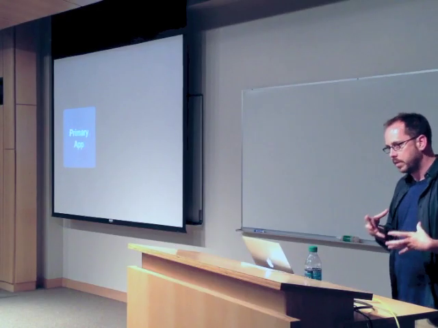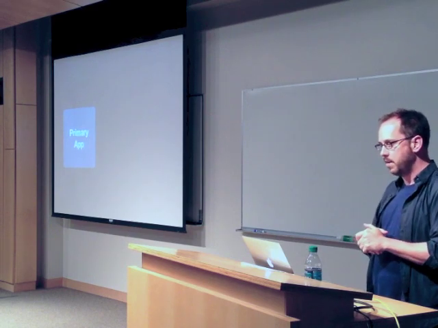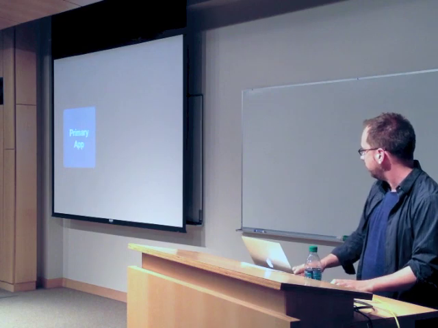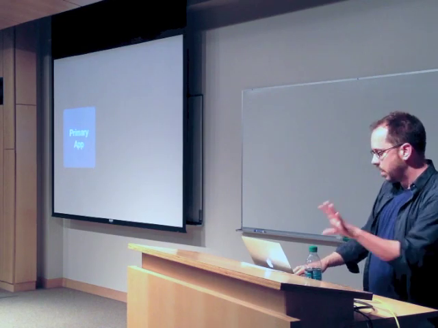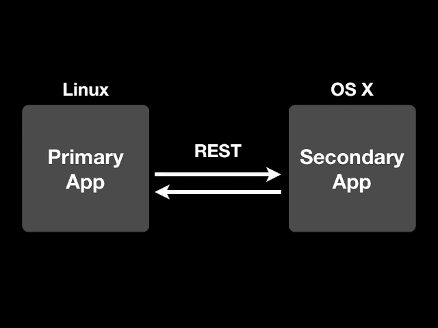All right, so how would this work if you were going to do this? And I've done this, so that's why I'm talking about it. Let's say you've got your existing Rails app, which you're very happy with, but there's something you want to do in OS X you can't do in a Linux environment. The way I would do it, at least the way I did it, is you've got the primary app on one server, and that's Linux, and then you've got your secondary app on the OS X server, and they're just going to talk to each other via a really simple REST API.